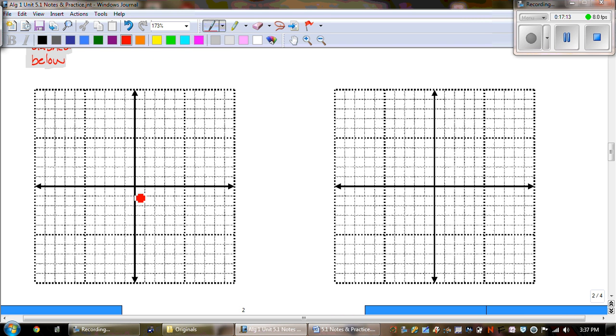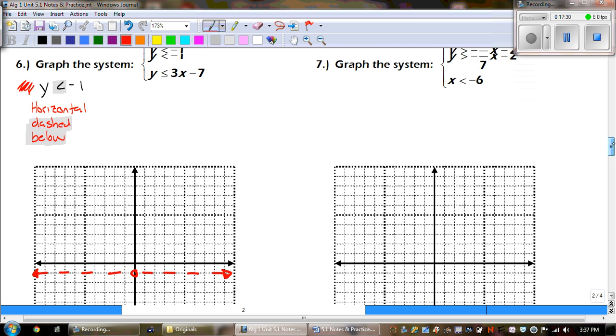So here's -1 right here. And then that's just going to be a dashed line. Okay, so I only graph one at a time. All right, let's look at our next one.